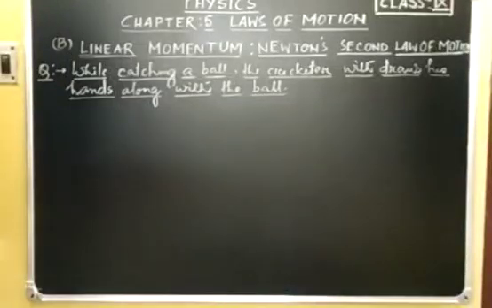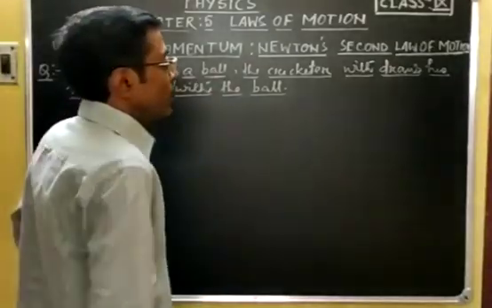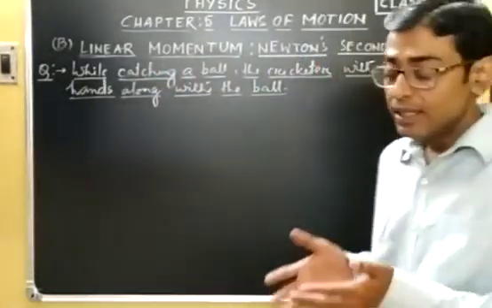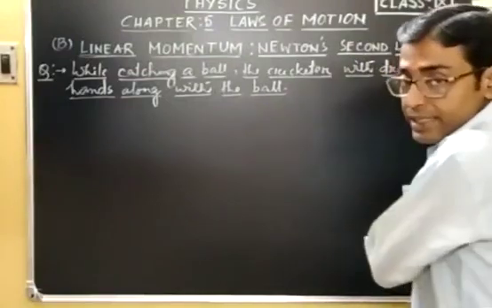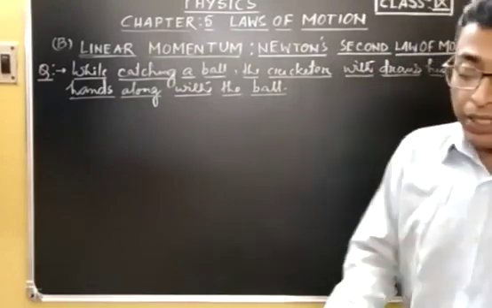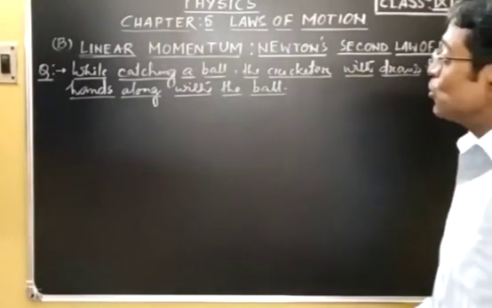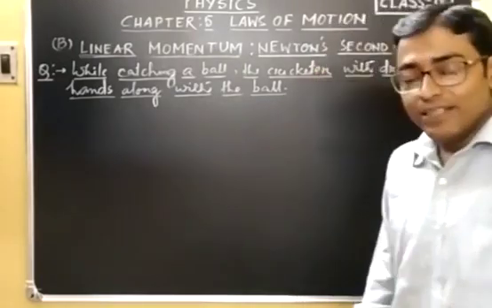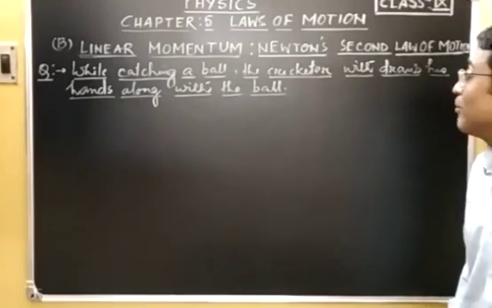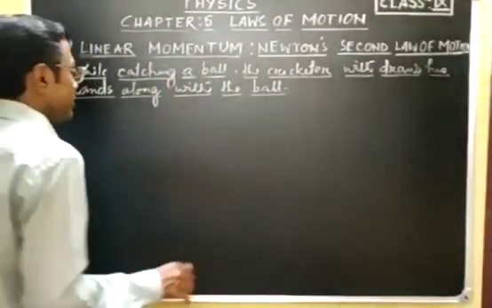Next, a conceptual question comes very often: while catching a ball, a cricketer withdraws his hand. Withdraws means, as you have seen, when they catch the ball, they pull their hand a little bit backward. So see here, he withdraws his hand along with the ball. There is a very strong scientific reason behind this, and we will explain that with the help of Newton's second law of motion.